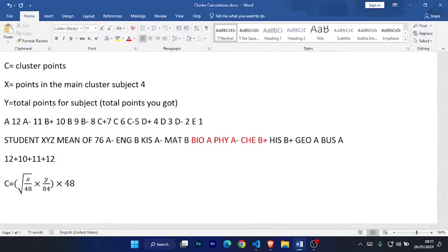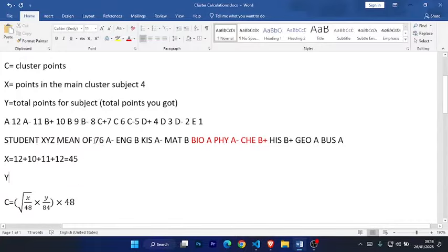So how many points are these? We have now our 4 main subjects, and that is our x. So here we were calculating x. What is x equal to? If you add this, it will total up to 45. We have our x. Now our y we already have. This is in grade of 76 points. This is our y, which is 76.